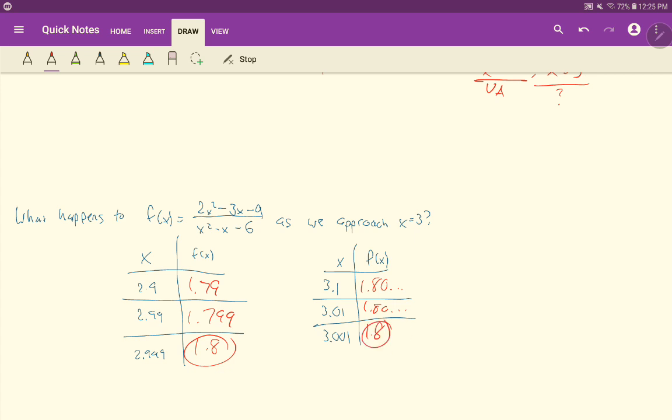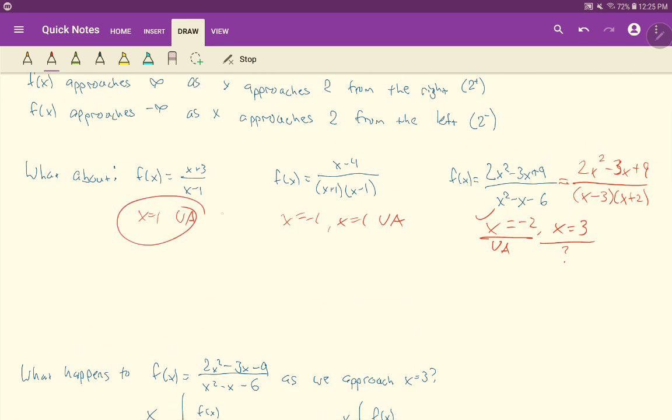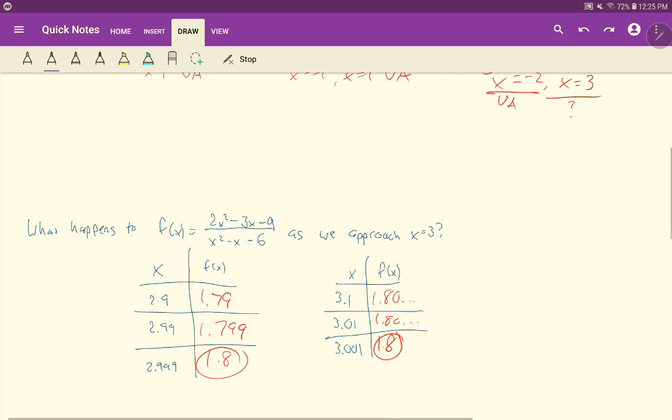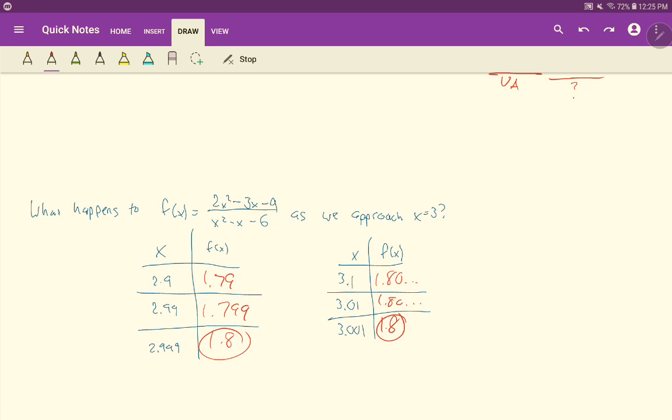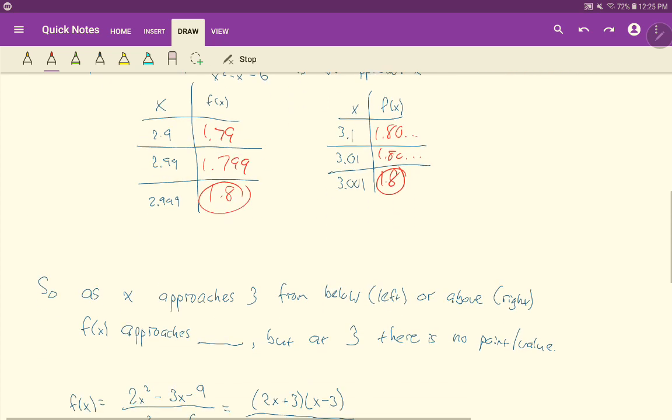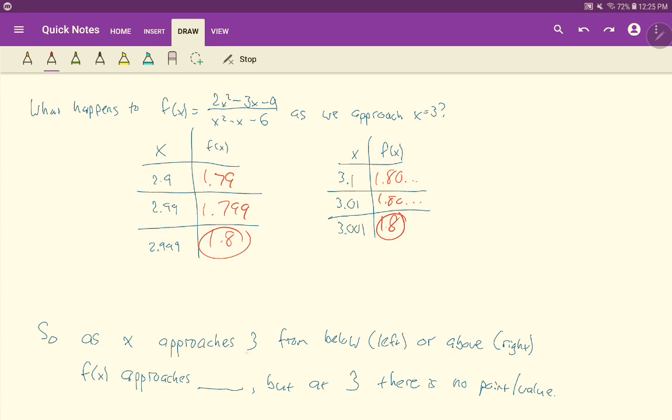Okay? So for our asymptotes, when we do the table with those, we end up with values approaching either positive infinity or negative infinity, and that indicates an asymptote. This, however, we end up with a value that we're approaching, a number. So as x approaches 3 from below or above, in both cases f of x was approaching what value? Well, it looks like it's approaching 1.8.